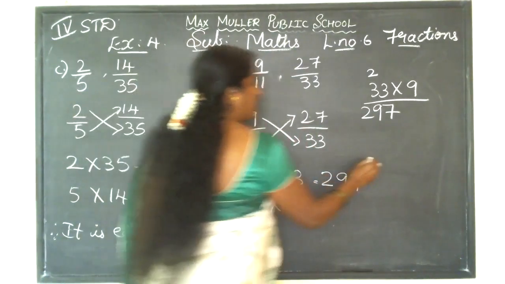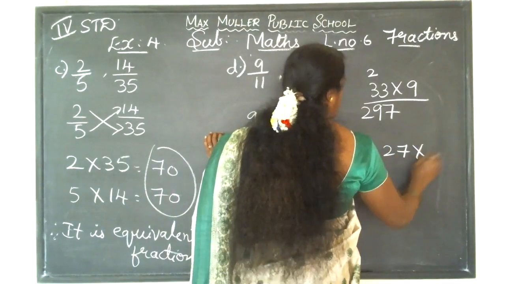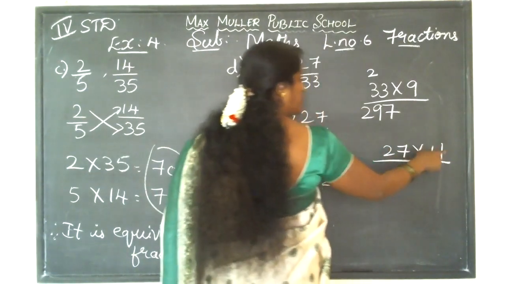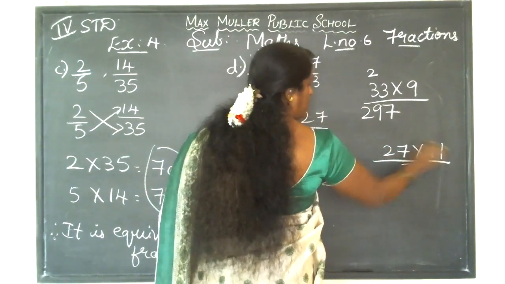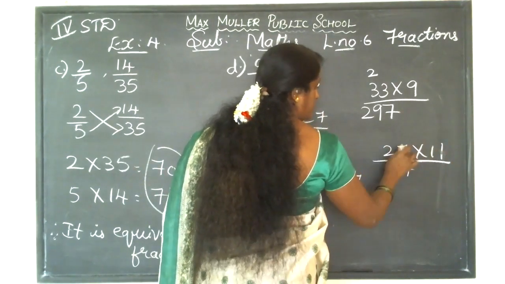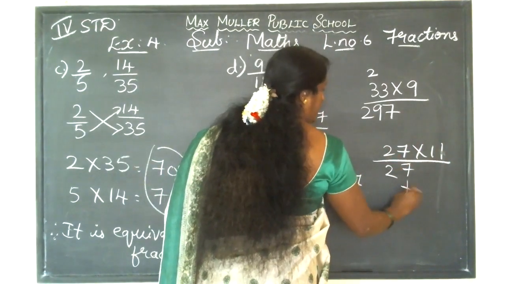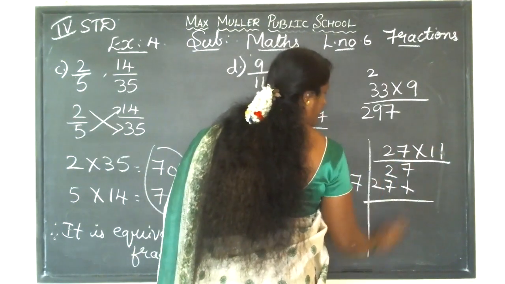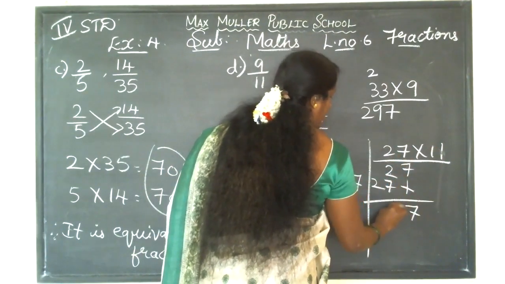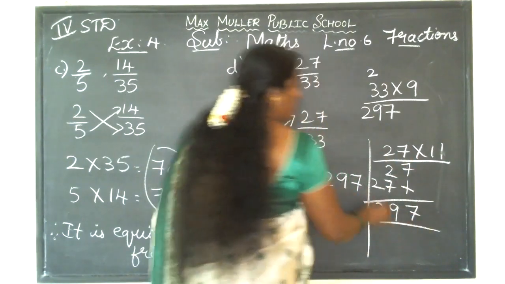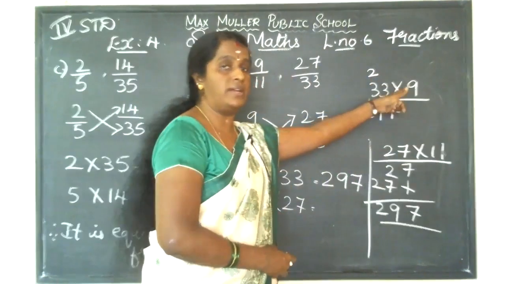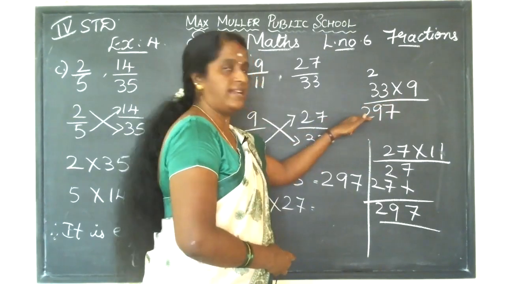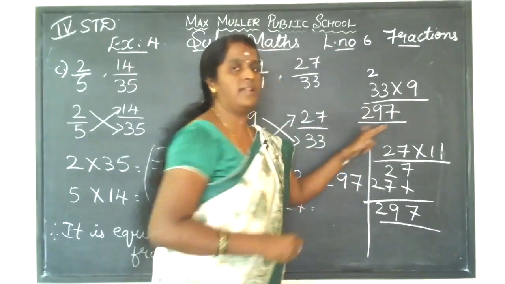So here 27 into 11. 1 sevens are 7, 1 twos are 2, plus 1 sevens are 7, 1 twos are 2. 7, 7, 8, 9, 2. See here, you may think 33 into 9, one digit number. So you got direct answer 297.